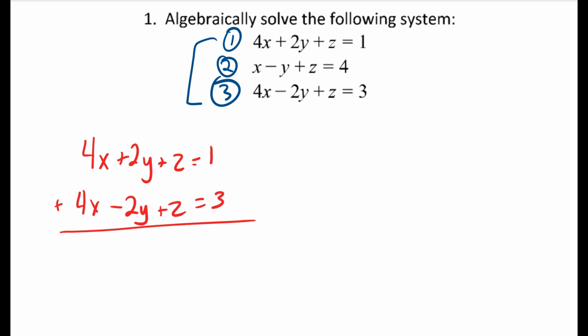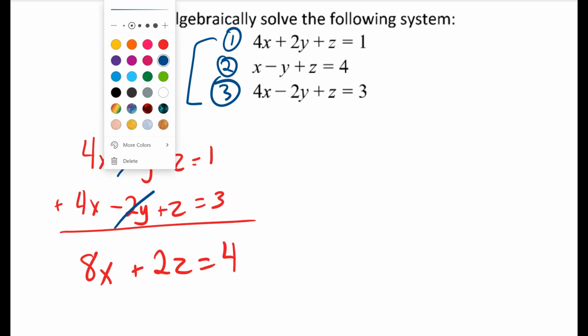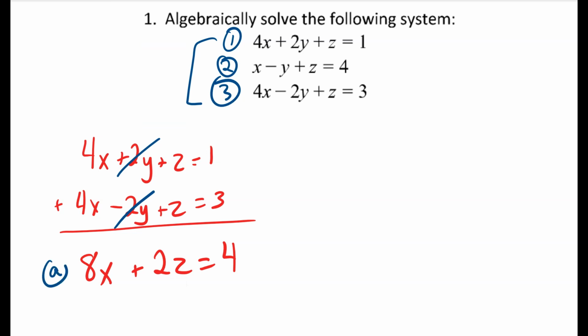So when I add those two equations, 4x plus 4x is 8x. 2y minus 2y, well, the whole idea of elimination is to get a variable to cancel. So the y's go away, z plus z is 2z, and 1 plus 3 is 4. So I'm going to call this equation, let's say, A, just to keep myself organized.